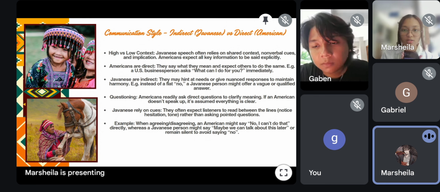Questioning. Americans repeatedly ask direct questions to clarify meaning. If an American doesn't speak up, it's assumed everything is clear. Javanese rely on cues. They often expect listeners to read between the lines, to notice the hesitation or tone, rather than asking pointed questions. For example, when agreeing or disagreeing, an American might just say, "No, I can't do that." Whereas a Javanese person might say, "Maybe we can talk about this later," or remain silent to avoid saying no.